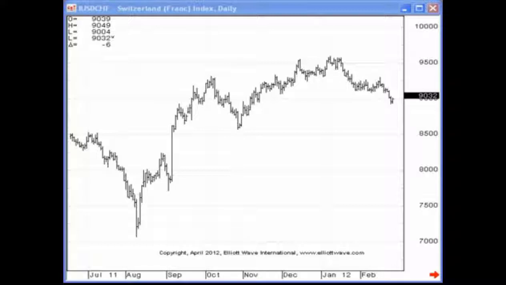Today we're going to be looking at a price chart of the dollar Swiss actually. And the reason why is because I believe this to be a very good example of an impulse wave. What exactly is an impulse wave? Well, many of you already know what an impulse wave is. Some of you may not know what an impulse wave is.